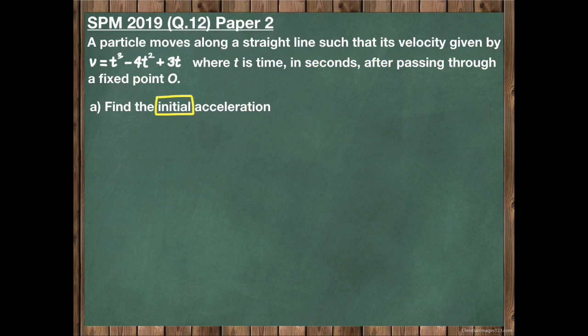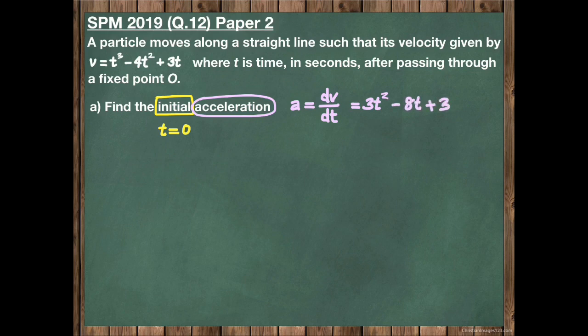What is the meaning of initial? Initial means where t is equal to 0. Then we get the acceleration from v, so we differentiate v with respect to t. We get a = 3t² − 8t + 3.